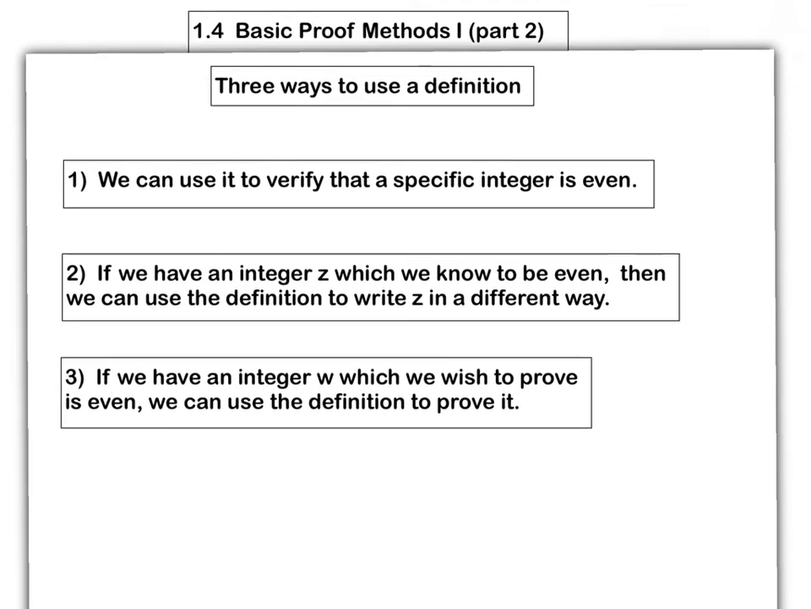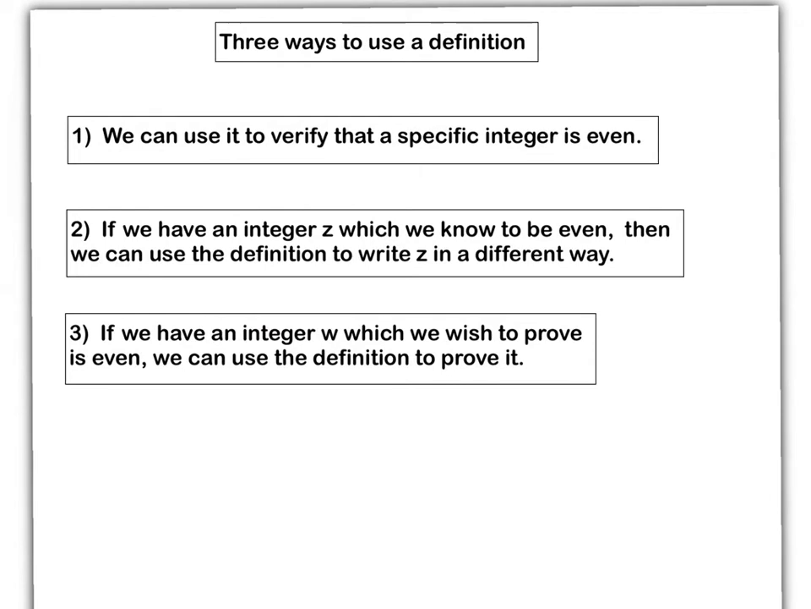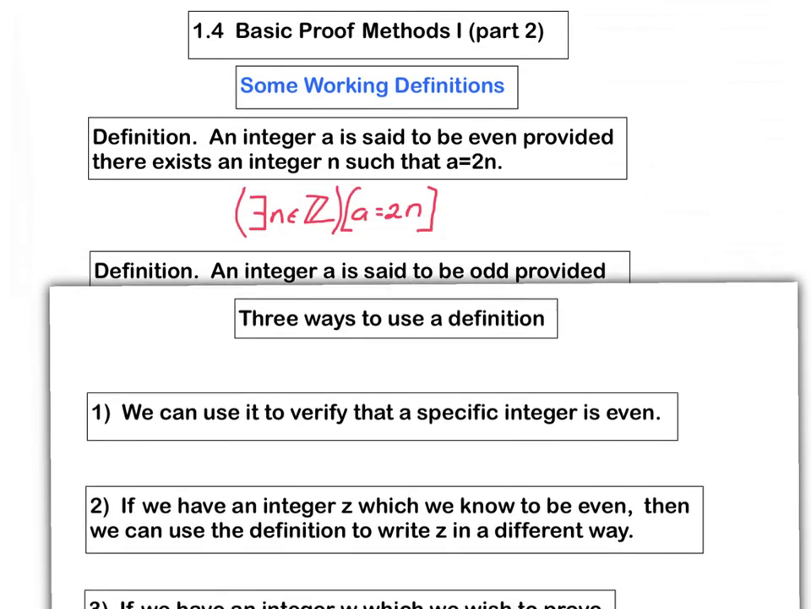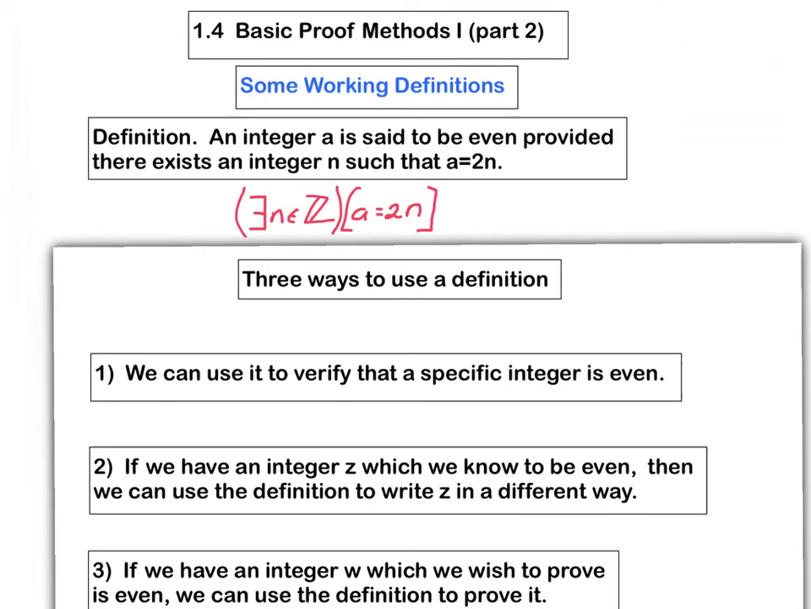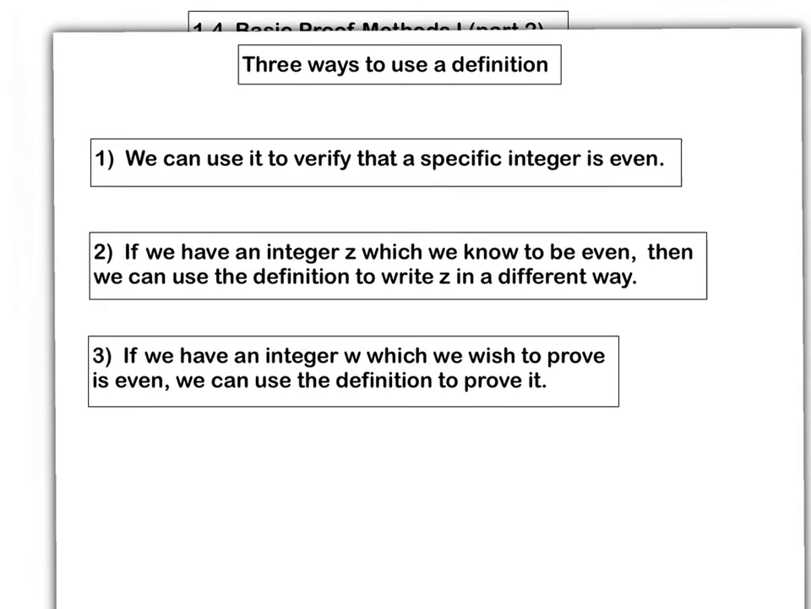And a third way that we can make use of the definition is, say we have an integer w, and we don't know that it's even, but we want to prove that it's even. So in that case, we could go back to the definition and verify that it's true. In other words, we would have to prove that there exists an integer n. So we'd have to produce an integer n such that w is equal to 2 times n. Okay, if we were able to do that, then that would prove that our w is even. So those are 3 ways in practice that we actually make use of definitions.